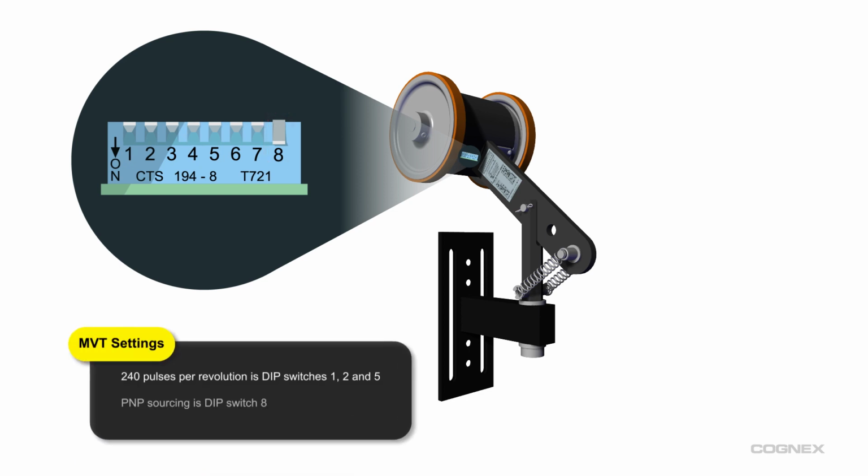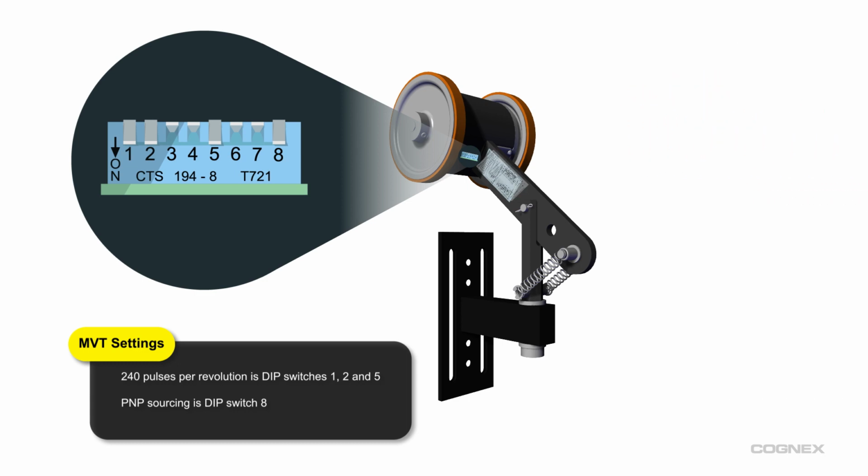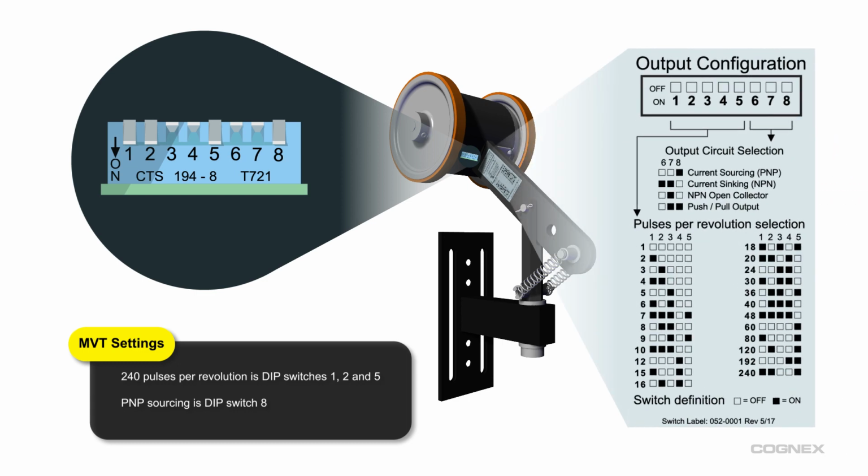Note that all modular vision tunnel installations use 240 pulses per revolution, which is dip switches 1, 2, and 5, as opposed to our previous standard of 12 pulses per revolution used on other solutions. The high-resolution photocraft encoder used for bottom-side line scan, while looking exactly like low-resolution versions, does not contain any dip switches. Other dip switch configuration settings can be found on the chart on the side of the encoder.